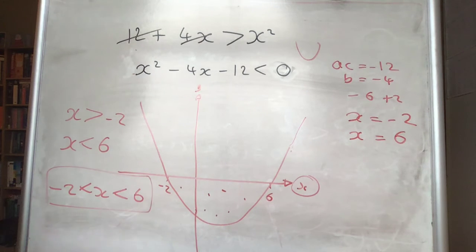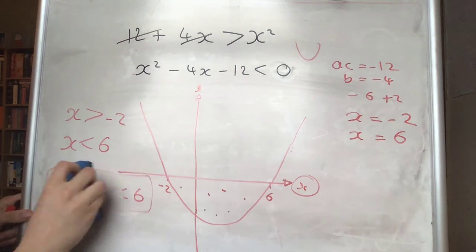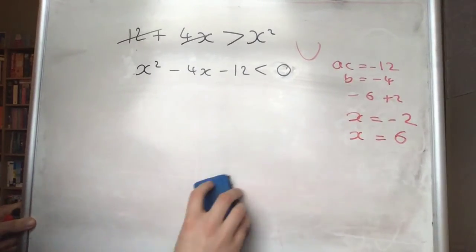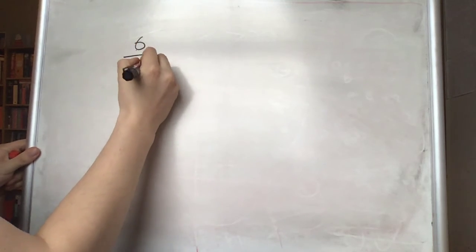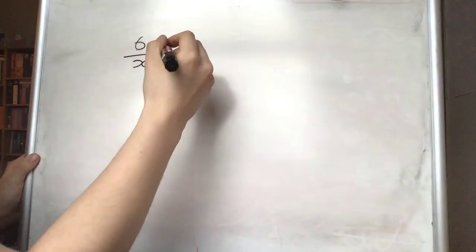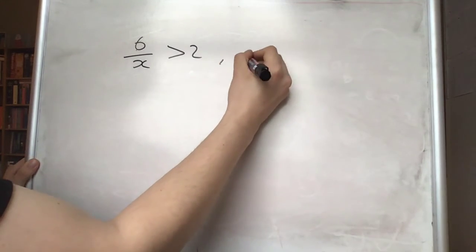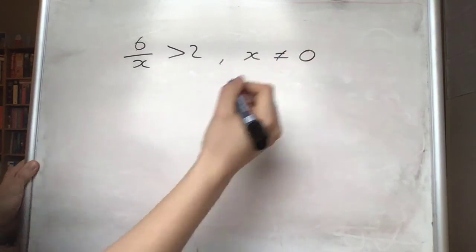Okay, and let's look at one final problem. And that should be a good place to stop, I think. So how about we need to find the set of values for which 6 over x is greater than 2, and we're going to say x is not equal to 0.